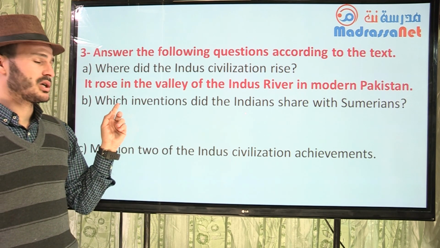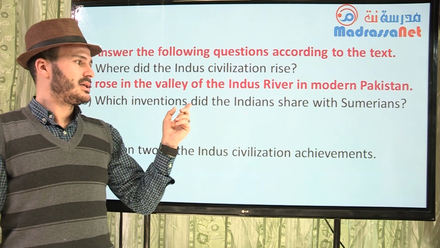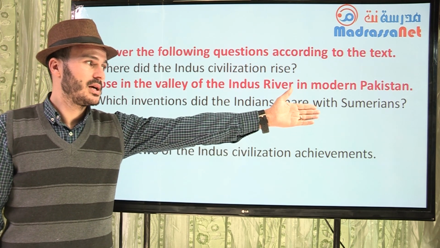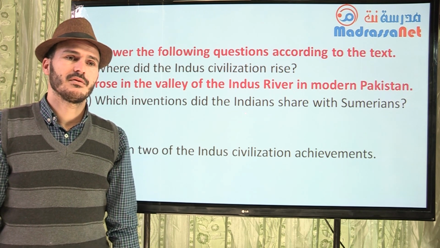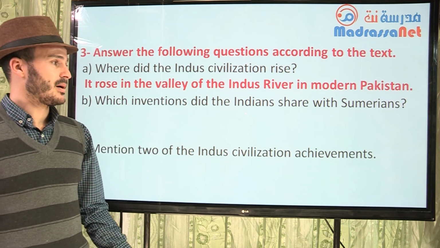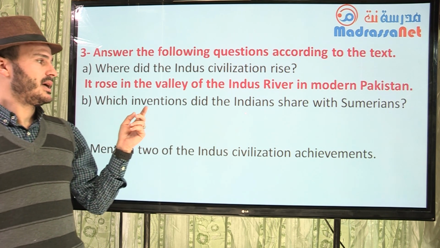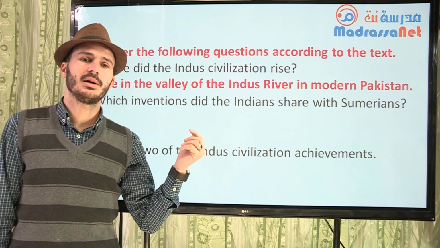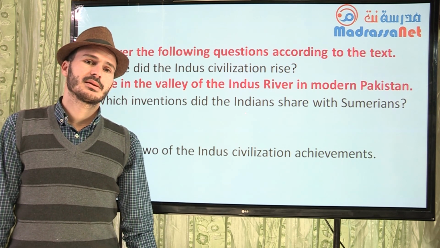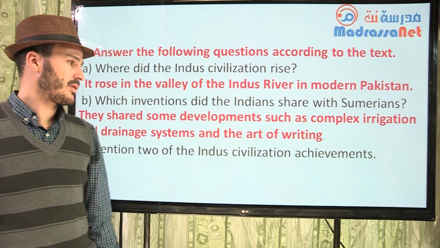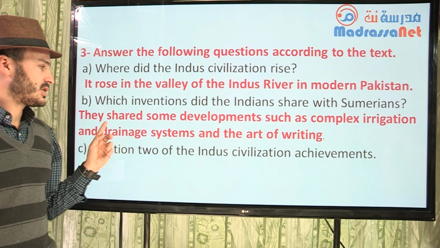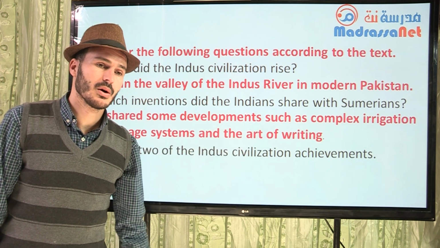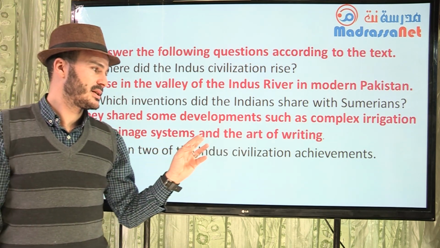Second question: which inventions did the Indians share with Sumerians? Sumerians also built a very famous civilization in that area, in present-day Mesopotamia. So this question asks what inventions or creations the Indians shared with the Sumerians. Go back to the text so that you will find the answer to this question, which is: they shared some developments such as complex irrigation, which is related to agriculture, drainage systems and the art of writing.